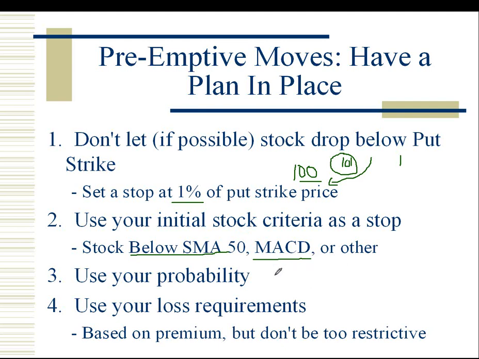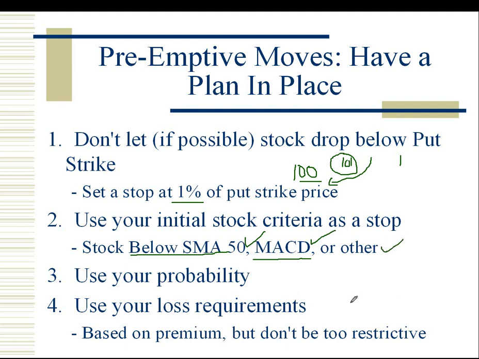So if I originally ran a screen and looked for stocks that were trading above their 50-day moving average for my naked put candidates, and as I'm in the trade, the stock now drops below the SMA 50, I might consider rolling out of the position or getting out of the position. If the MACD crossover happens, I originally looked for positions where the MACD was above the signal line, but now they've crossed back. We've hit another crossover. I may consider adjusting the position.